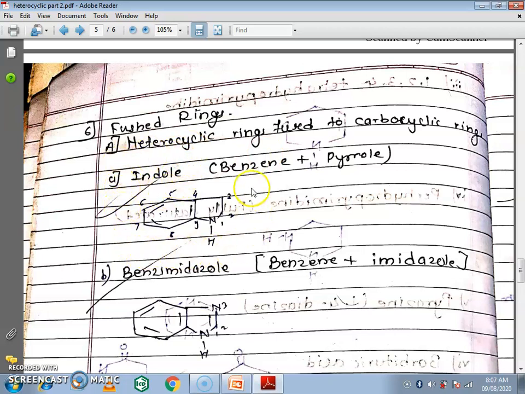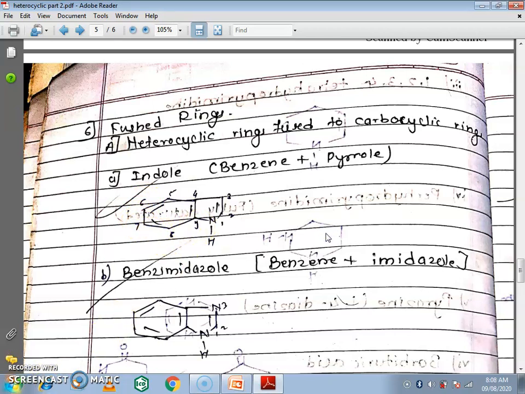This is the structure of indole. In this we will see one carbocyclic ring. This is the benzene, this is the carbocyclic ring, and this is the pyrrole, that is the heterocyclic ring, and they are fused with each other. The numbering is 1, 2, 3, 4, 5, 6, 7, 8, 9.